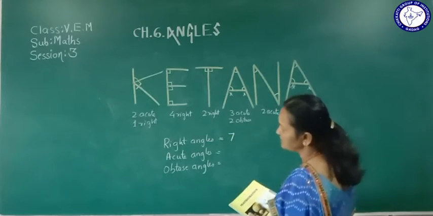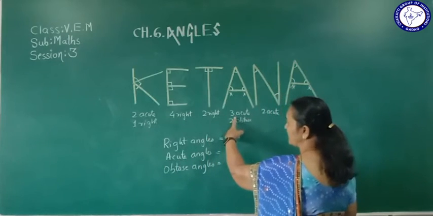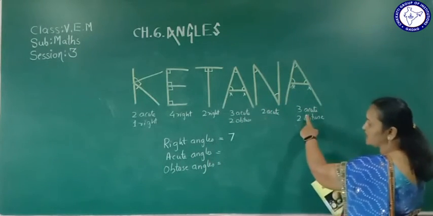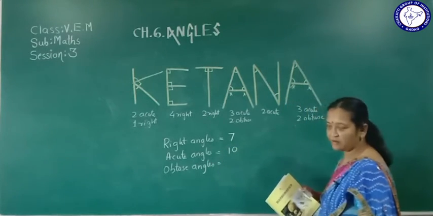Then acute angles, how many? Here 2. 2 plus 3, 5. 5 plus 2, 7. 7 plus 3, 10. 10 acute angles. Then obtuse angle.